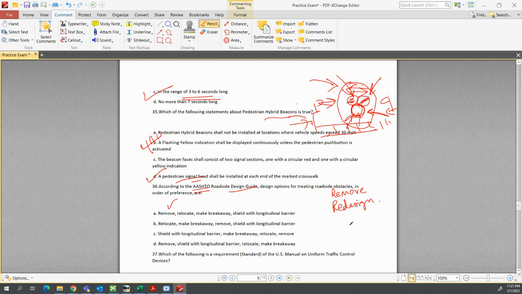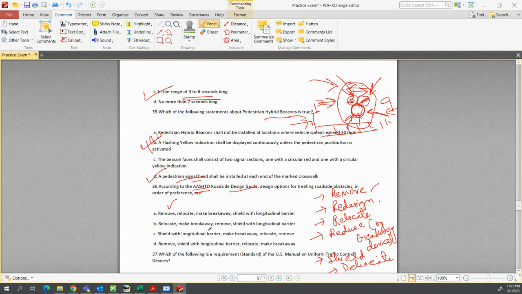The third one AASHTO says is relocate. If you cannot remove it completely, if you can relocate the obstacle, that will also work. The fourth one is to reduce the impact severity by using a breakaway device. This is the fourth order of preference given by AASHTO. And the fifth one is, if you cannot do any of the four, then just shield the obstacle. And the last one is delineate the obstacle.